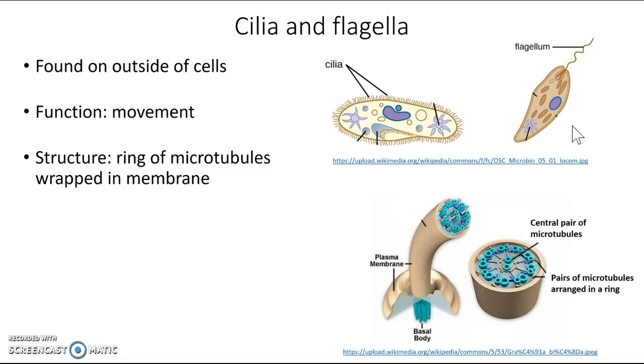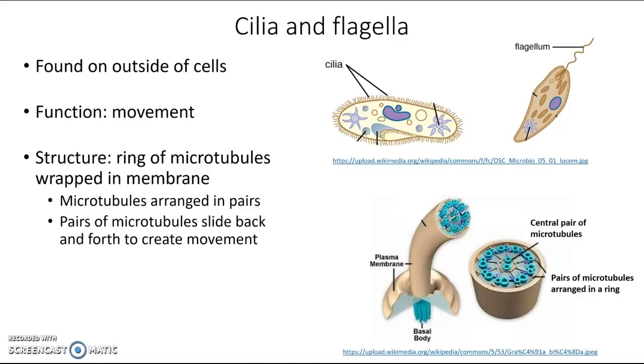So in this diagram here, you can see those greenish things are the microtubules, and there's a ring of them. They're arranged in a ring like this, and the whole thing is wrapped in a layer of membrane. So this beige layer here shows that membrane. And you can see in the diagram that those microtubules are arranged in pairs as you go around in the ring here. And the way that the movement occurs is that the pairs of microtubules slide back and forth next to each other, and that ends up creating movement.